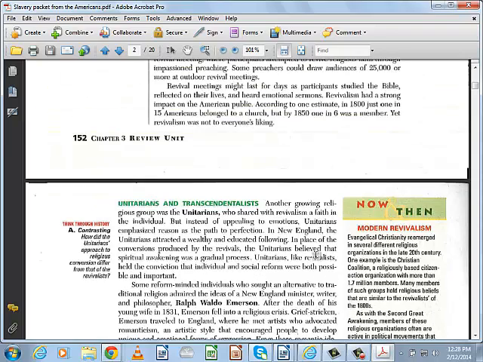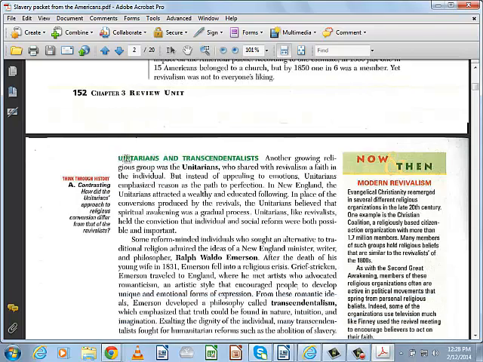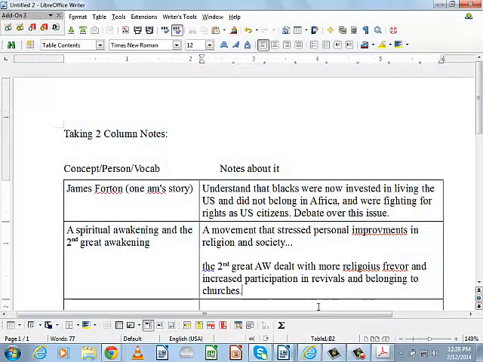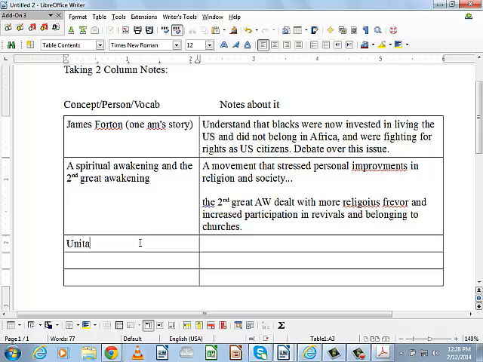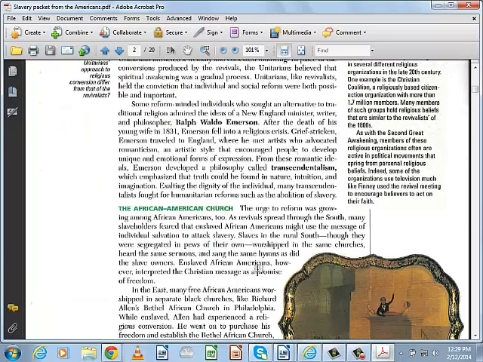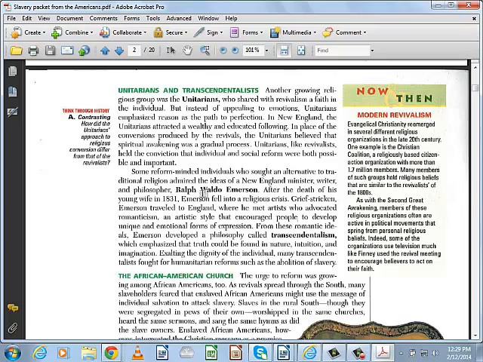Okay, now it tells us here there were some groups that did not like this revivalism. And so I'm going to assume that's the Unitarians and Transcendentalists, and so now my notes are going to mimic that. My next note is going to be on the Unitarians and Transcendentalists. And so I'm going to read about that and take those notes. And essentially this is the format that I am going to follow. Now, if I see something in bold, I am most certainly going to make a notation of that in my 2-column notes as I go through the chapter.